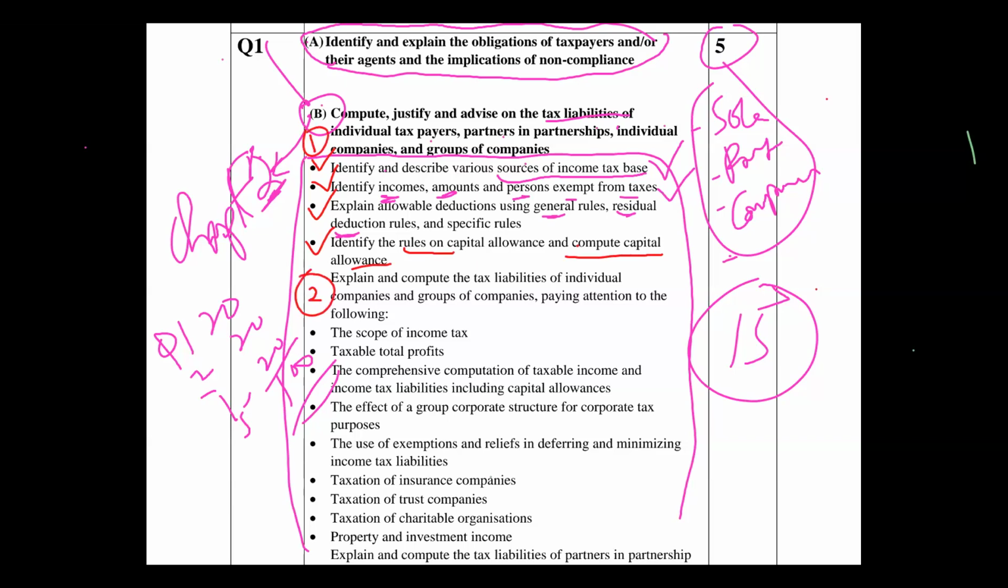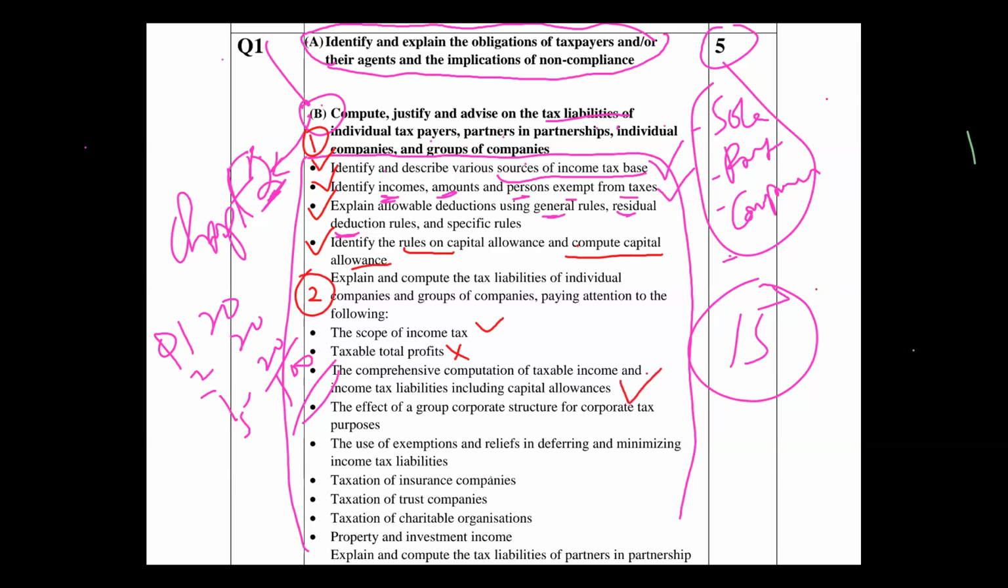So explain and compute tax liabilities in individual companies and groups of companies. Pay attention to the following. The scope of income tax. So this is theory: total taxable profit. This is computation: the comprehensive computation of taxable income and income tax liabilities, including capital allowances. This is computation: the effect of a group corporate structure for corporate tax purposes.